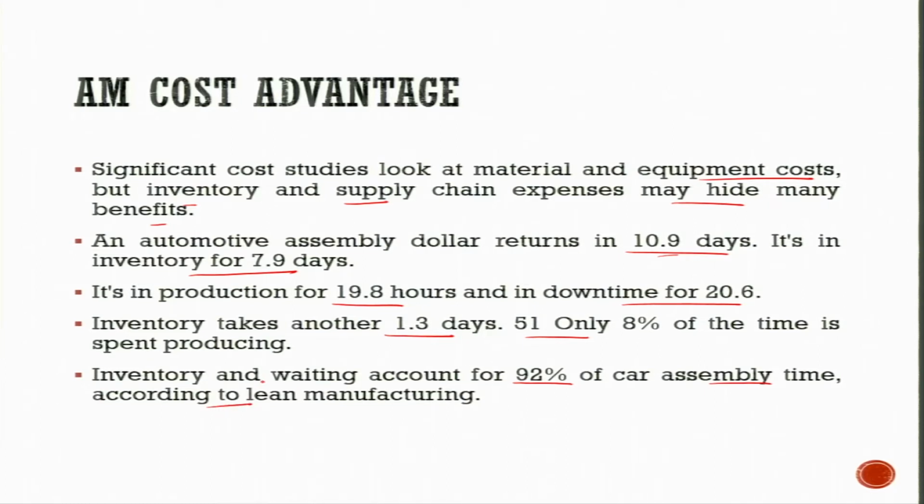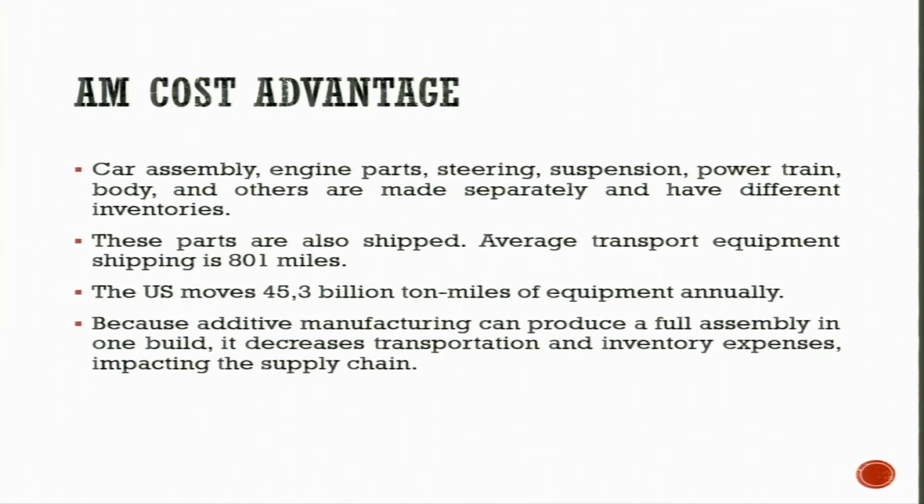So additive manufacturing cost advantage, what does it say? The car assembly, engine parts, steering, suspension, powertrain, body and others are made separately and have different inventories. These parts are also shipped. Average transport equipment shipping is 801 miles. So this is a scenario which is given, that the US moves 45.3 billion ton miles of equipment annually. Because of additive manufacturing, it can produce a full assembly in one build. It decreases the transportation and inventory expenses, impacting the supply chain.